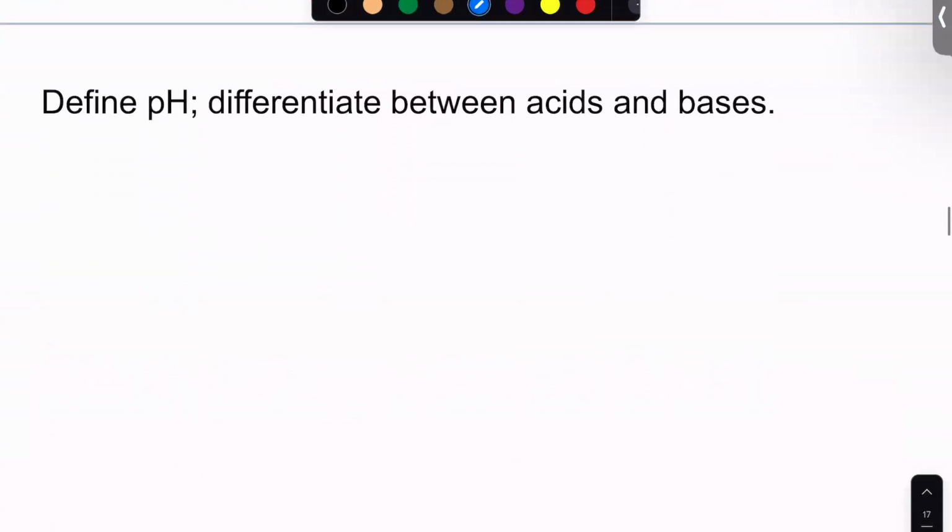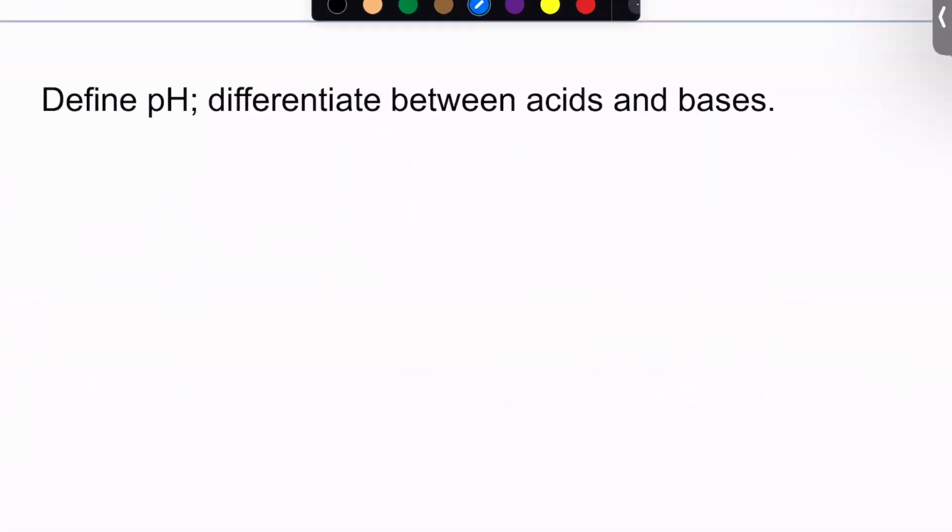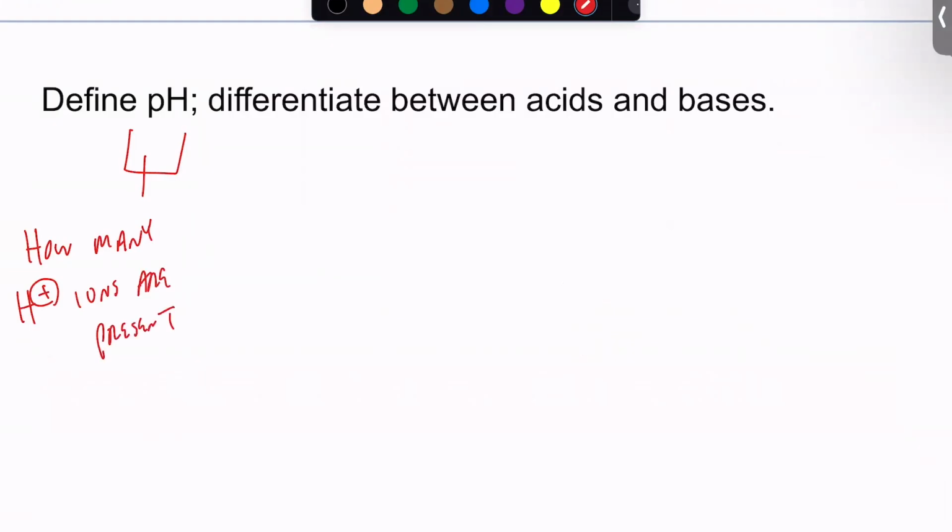Okay, so define pH and differentiate between acids and bases. So pH, there's probably a really, really fancy definition. The way I always remember it is how many hydrogen ions are present. All right, so we have acids and bases. So real quick, what is the pH range that's considered compatible with life? It has to be this to be compatible.